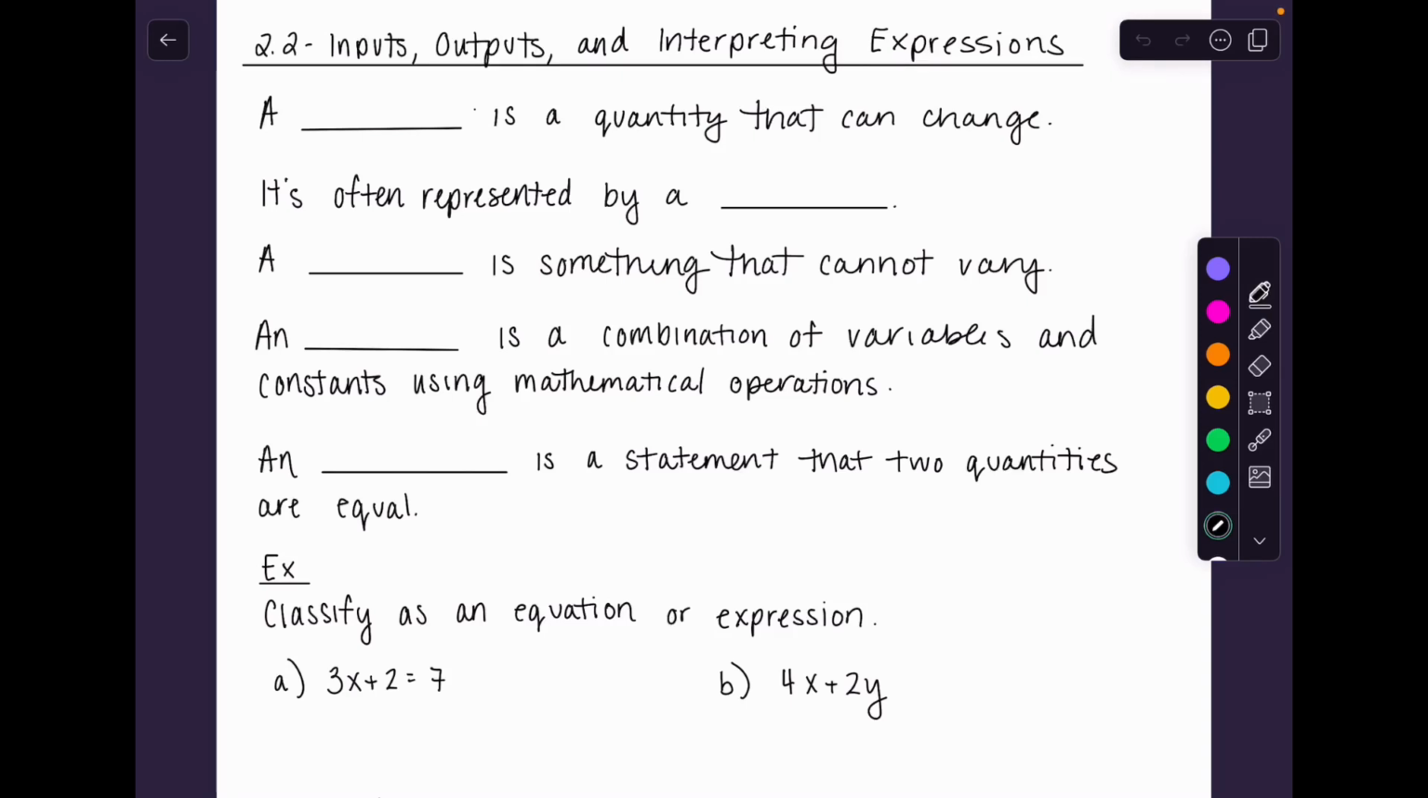What we're going to do now is give a more formal definition to a lot of stuff that you're really already used to. So we're going to talk about inputs, outputs, and interpreting expressions. One of the biggest things that kind of scares people in math is this concept of quantities that can change, or an expression that has variables inside of it. And this is something that we want to talk about deeper.